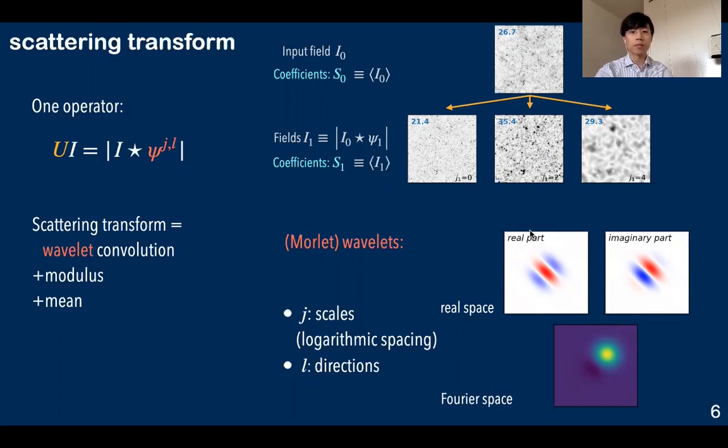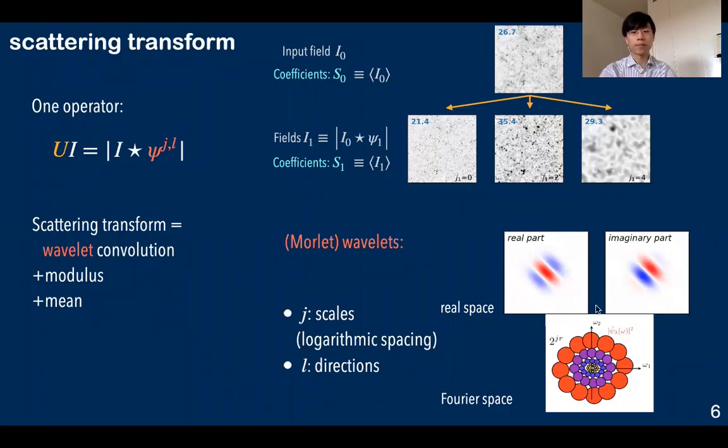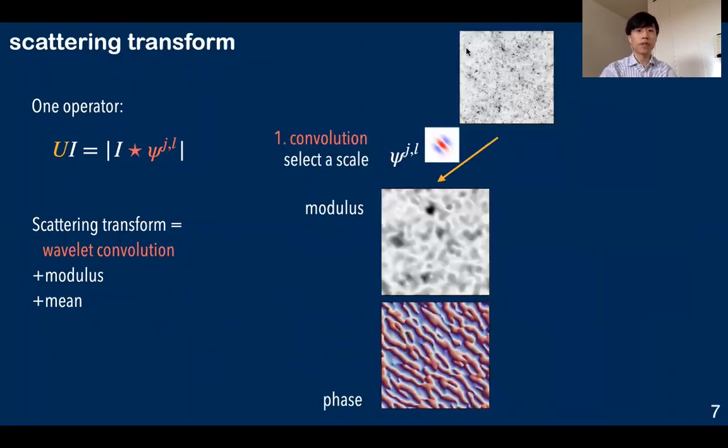The scattering transform by default uses the Morlet wavelet, which has a Gaussian profile in Fourier space. And the family of wavelets will cover the whole Fourier space. Therefore, convolving the original image with a wavelet is, in essence, selecting a scale of fluctuations. And because the wavelet is complex valued, the convolved image is also complex valued, so it can be decomposed into its modulus and its phase part of the complex numbers.